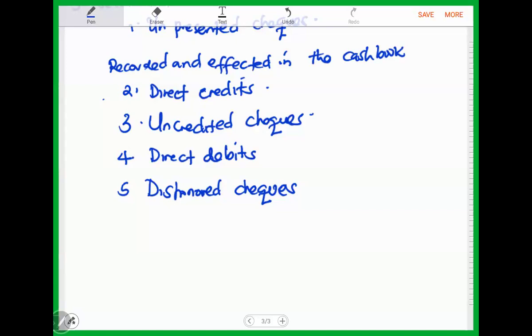Some checks may be stale or may be presented before their due date. There are those which have expired. You are supposed to present this check within 1 week, and you present it after a week. That will be a stale check. Or you are supposed to present the check after 3 days and you present it before those 3 days. All those checks can be dishonored. The other thing that would bring about disagreements are clerical errors.